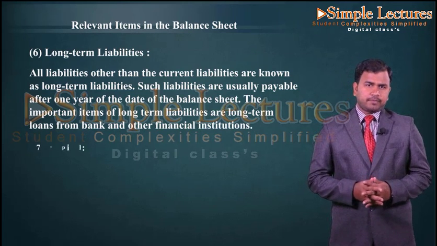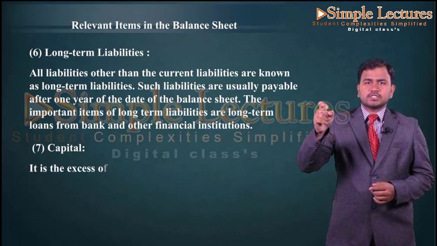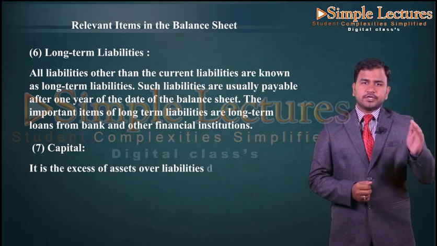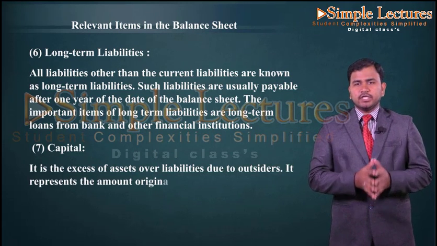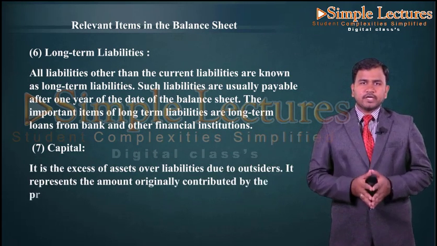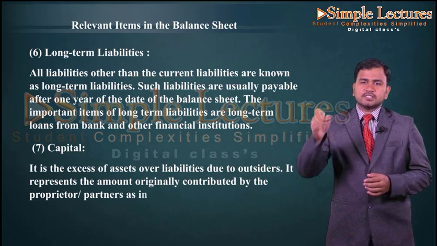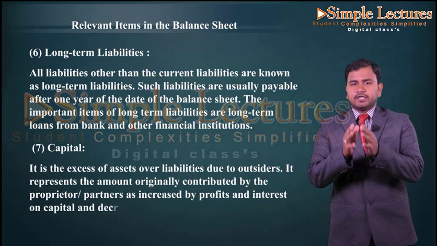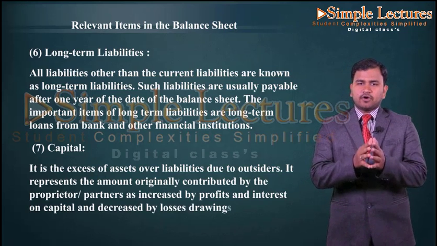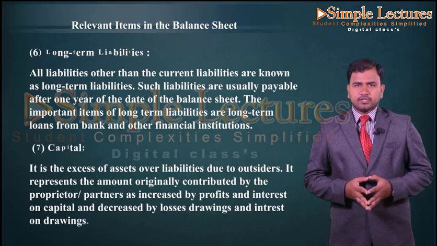Then we have capital. It is the excess of assets over liabilities due to outsiders. It represents the amount originally contributed by the proprietor or partner, as increased by profit and interest on capital and decreased by losses, drawings and interest on drawings.